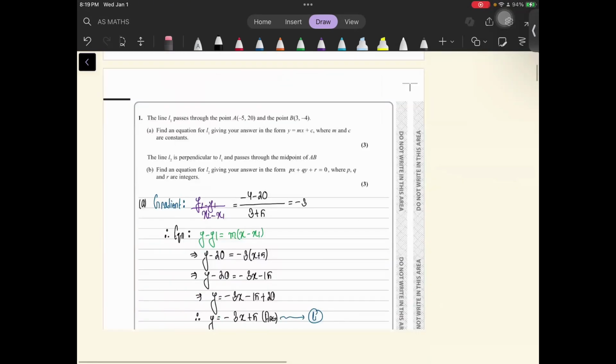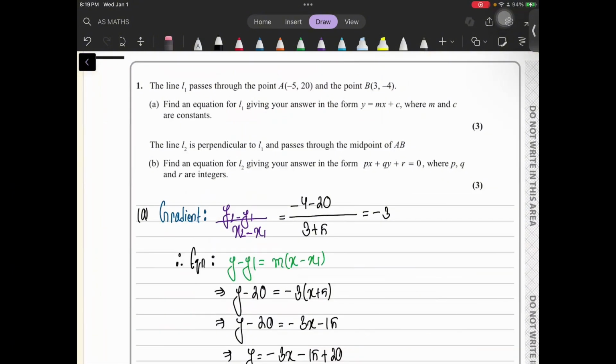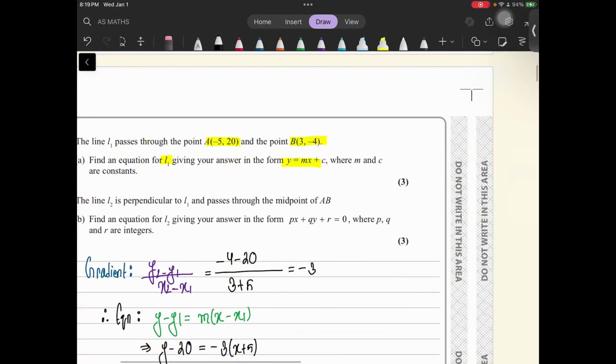Right, so in the first question it said that the line L1 passes through the point A, which has the coordinate of minus 5, 20, and B that has the coordinate of 3 and 4, right? And find the equation of L1 in the form of y equals mx plus c. Alright, so you have been provided with two points A and B and their coordinates as well, right?